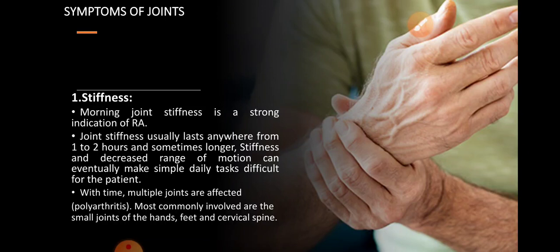Next, let us see what are the symptoms of joints. The first is stiffness. So, morning joint stiffness is a strong indication of RA. Joint stiffness usually lasts anywhere from 1 to 2 hours and sometimes longer. Stiffness and decreased range of motion can eventually make simple daily tasks difficult for the patient. With time, multiple joints are affected like polyarthritis, and most commonly involved are the small joints of the hand, feet and cervical spine.